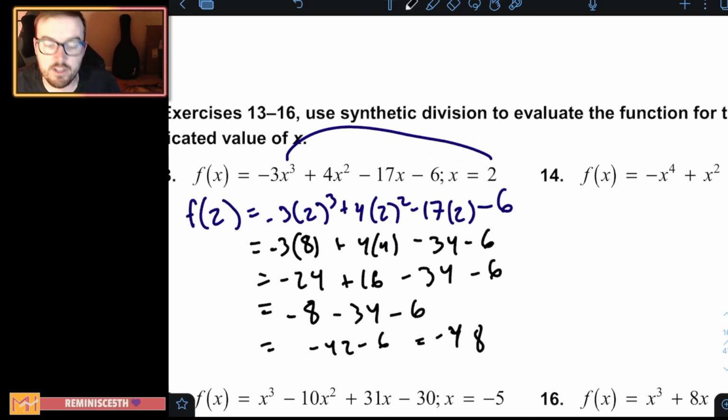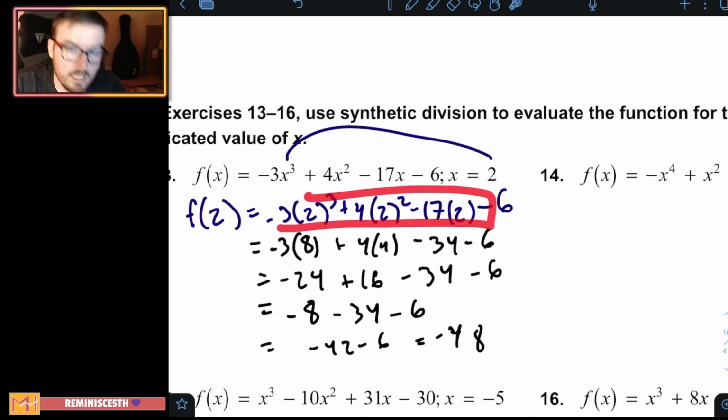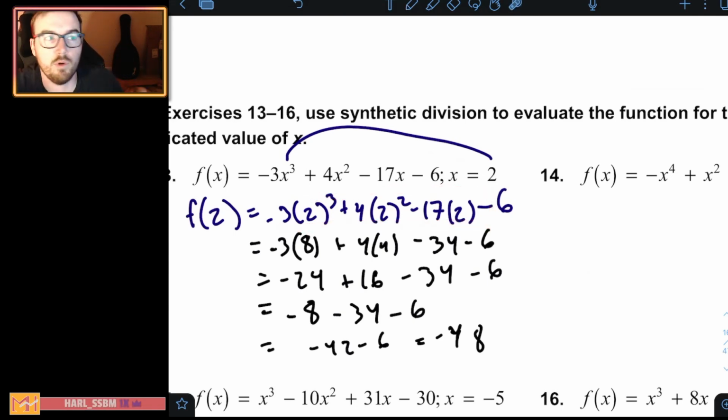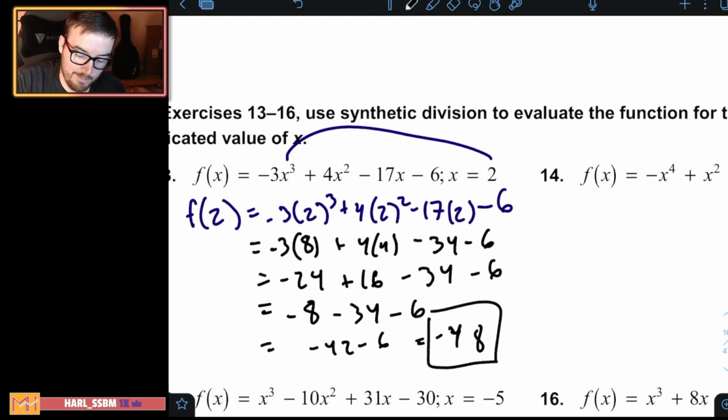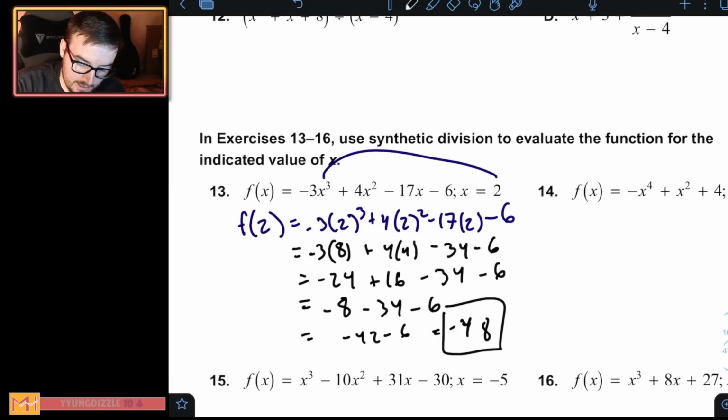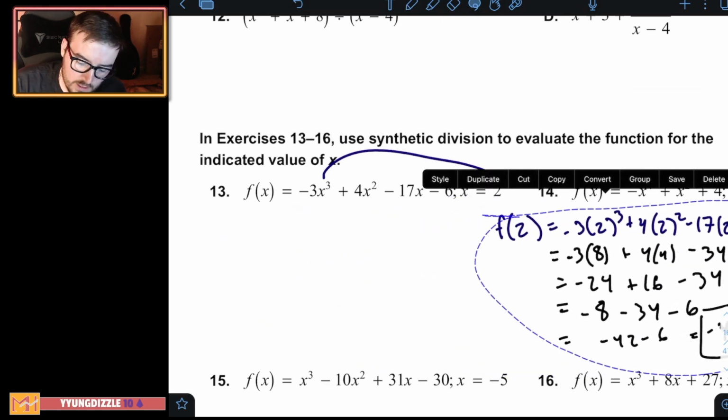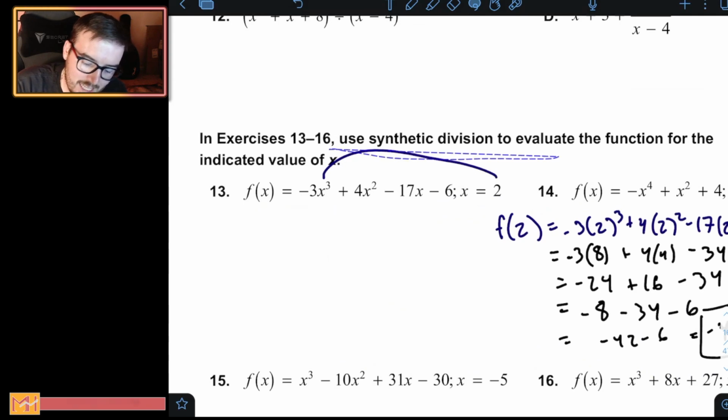Now, the quicker you are in your head, the quicker you get there. But I had to plug in for x and follow the order of operations. Or, I hope I didn't mess that up. That'd be embarrassing because I'm just rushing through it. Or, what does the question say? Use synthetic division.